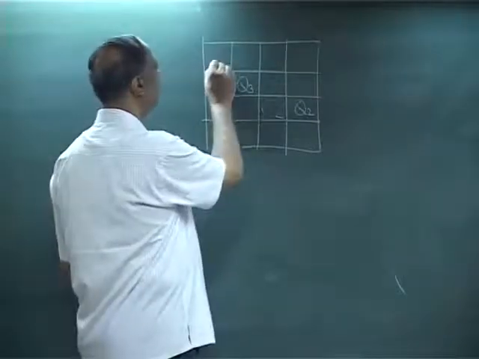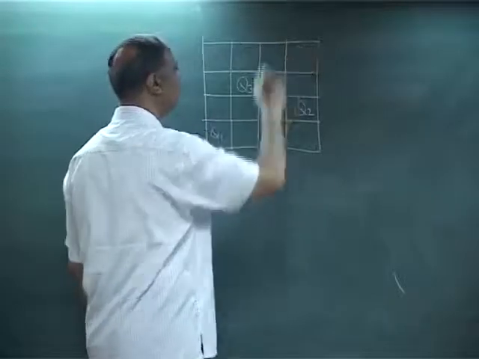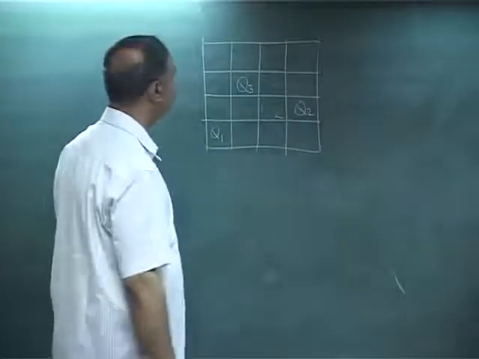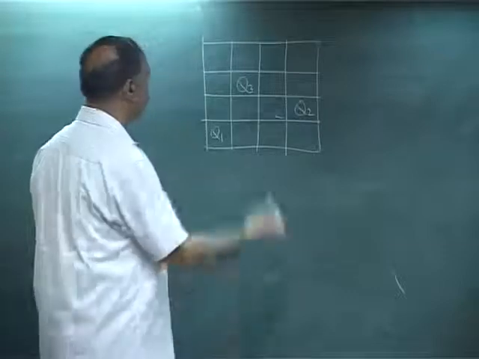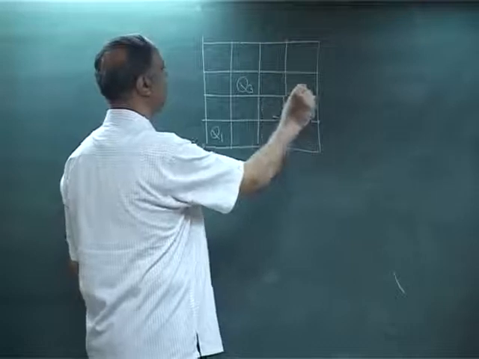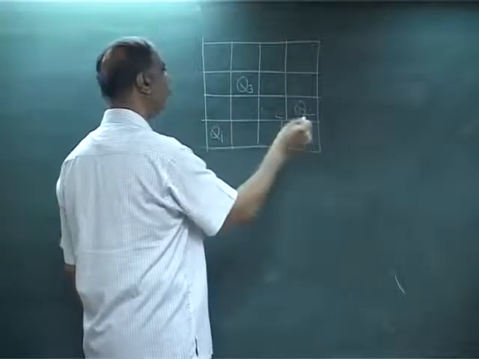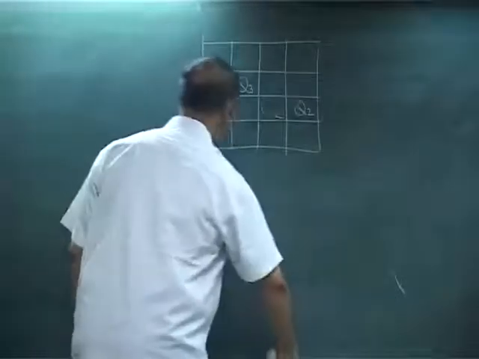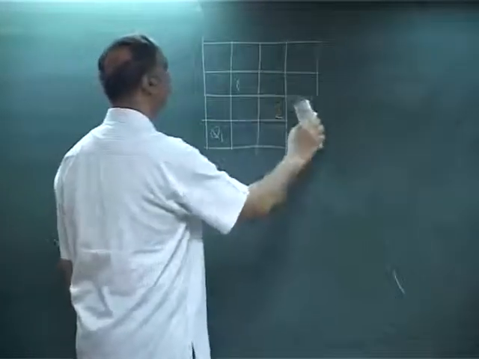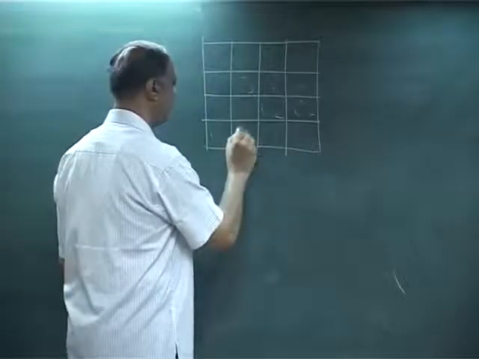Can I put Q4 here? No. Q4 here? No. Q4 here? No. What shall I do now? Now you backtrack. Can I put Q3 here? No. Can I put Q3 here? No. Now can I put Q2? Q2 has gone, so I have to put Q1 in a different place. So I have to put Q1 here.